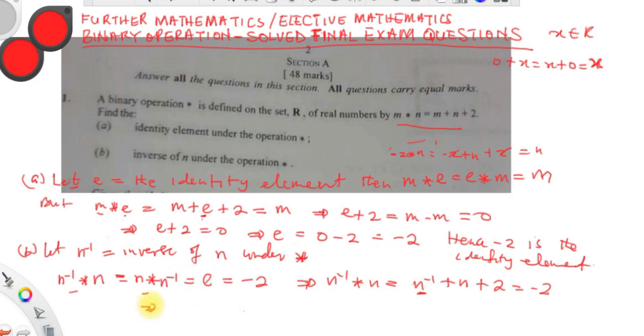So this implies that n inverse is equal to negative 2 minus 2 minus n. What is negative 2 minus 2? We have negative 4 minus n. Have you seen? Yeah, nice. Negative 4 minus n. Somebody can also say negative n minus 4, the same thing. Yes. So that is it. That is the inverse of n under the operation star.